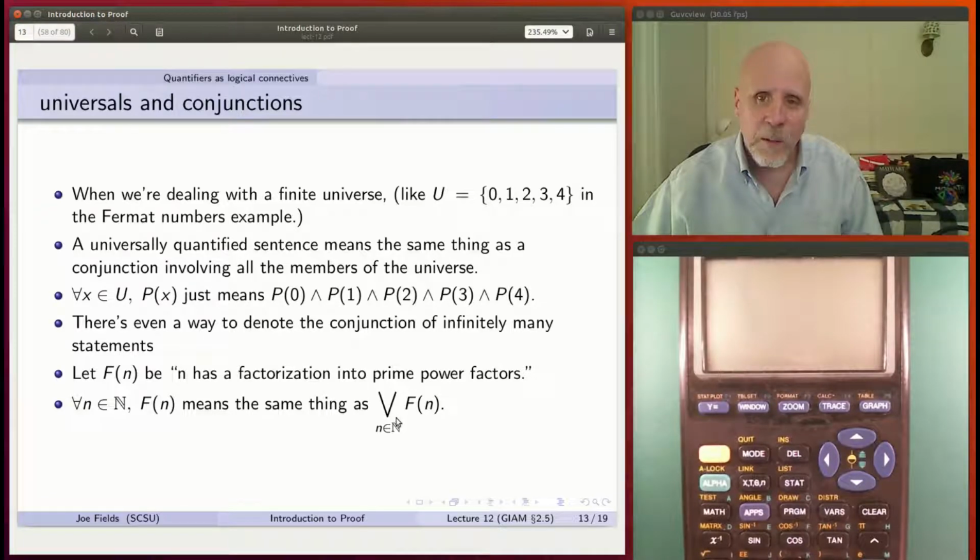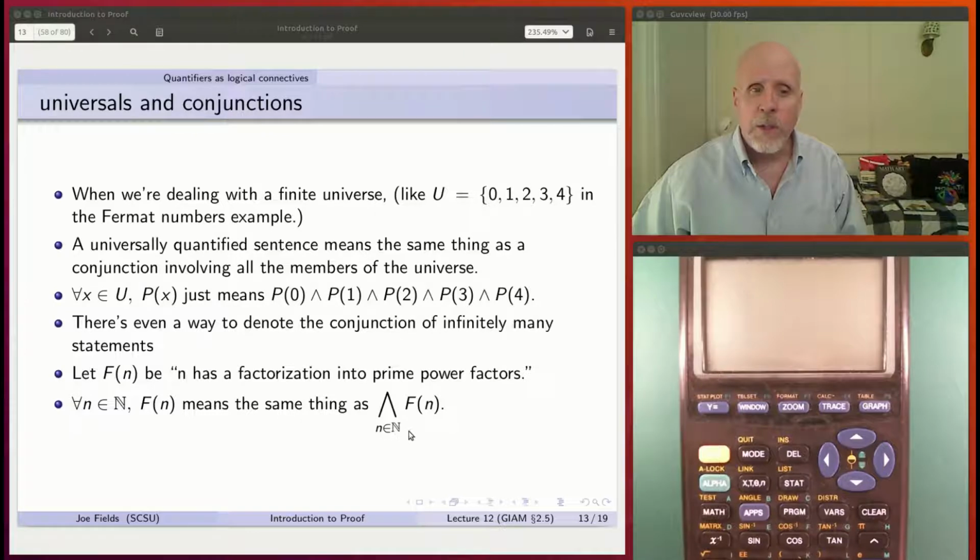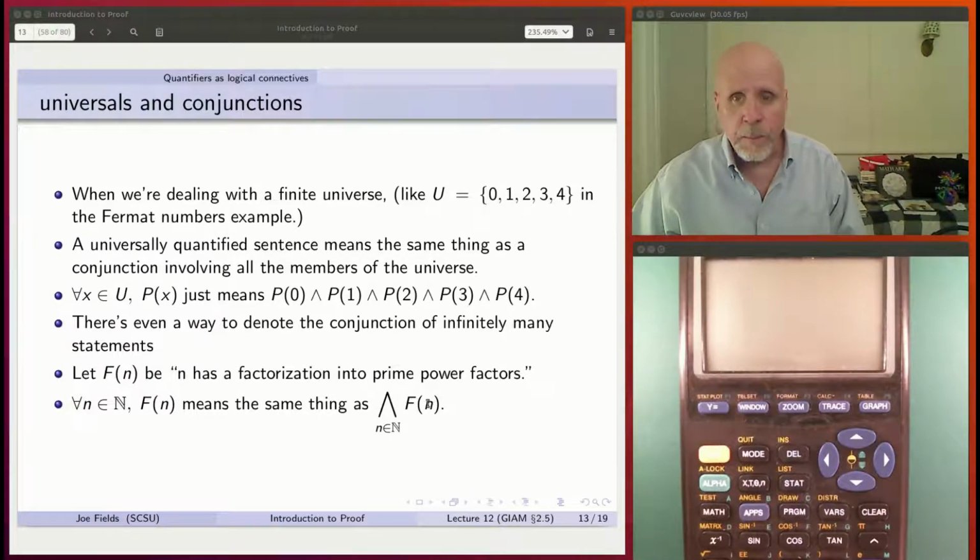another thing. I'm going to have to stop and fix the slides. There, that's better. For all n in N, f of n means the same thing as this symbol, a giant and sign. That's read as the conjunction over all n in the naturals of f of n. Do you see how that's similar to an infinite sum in Calc 2?